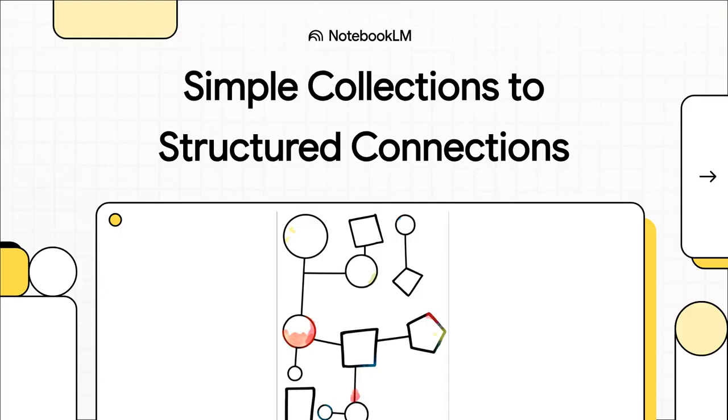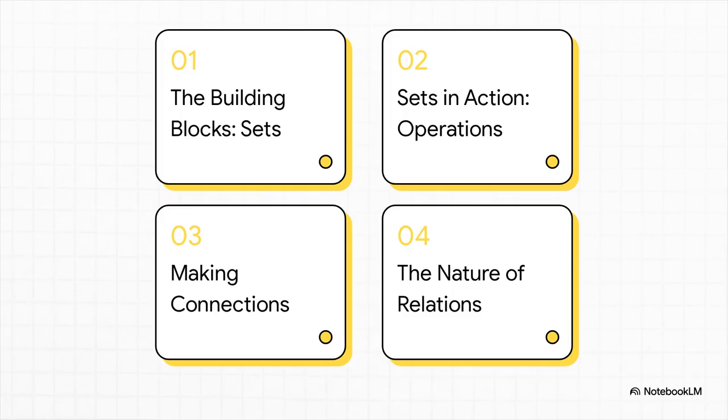So let's dive in. First up, we're going to start with the absolute basics, the main building block, the set. Then, we'll see what happens when these sets start to interact with each other. From there, we'll learn how to build relations, which are just the rules that connect things. And finally, we'll dig into the really cool properties that define those connections.